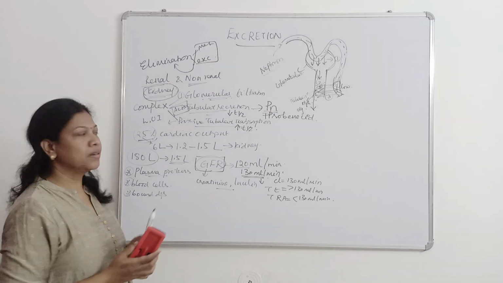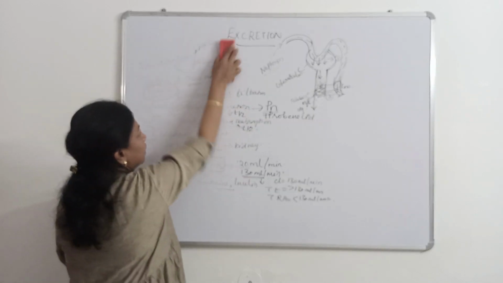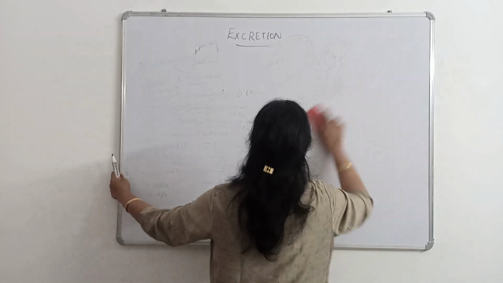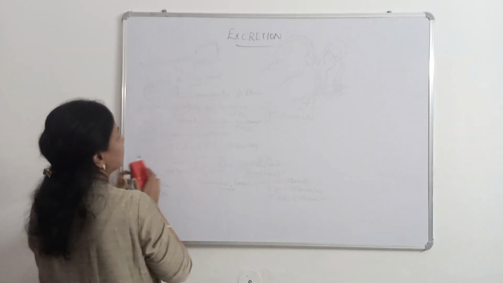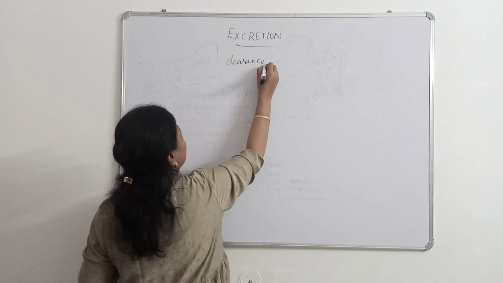Now let me explain about clearance. Clearance may come in short notes. So you must know what clearance is, and what systemic clearance and renal clearance are. So first, you have to study clearance.